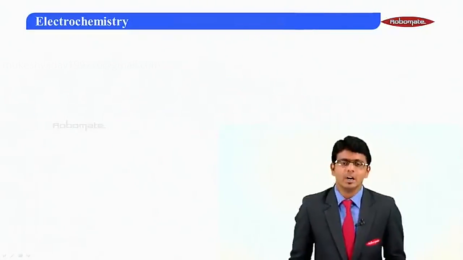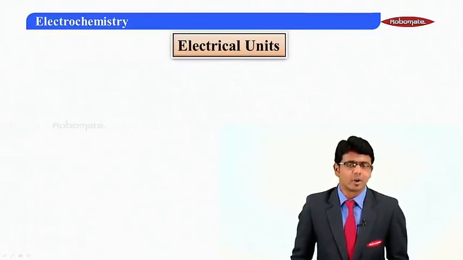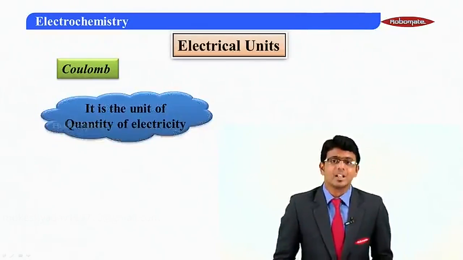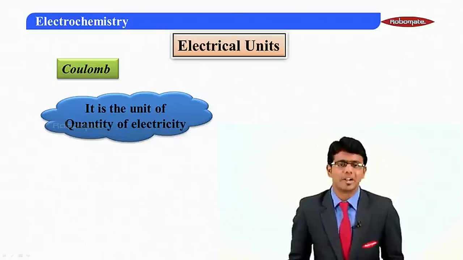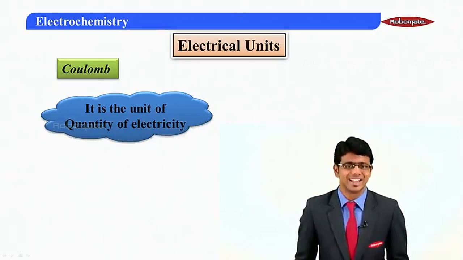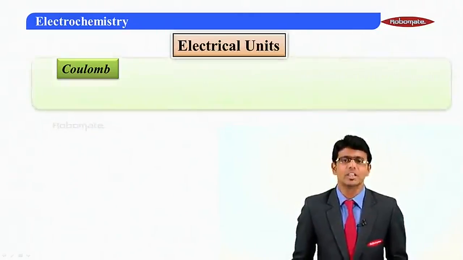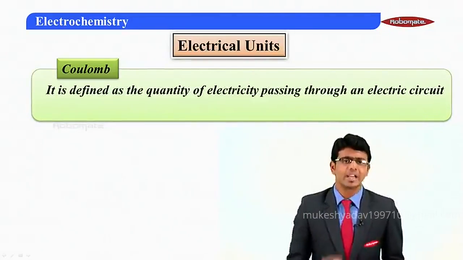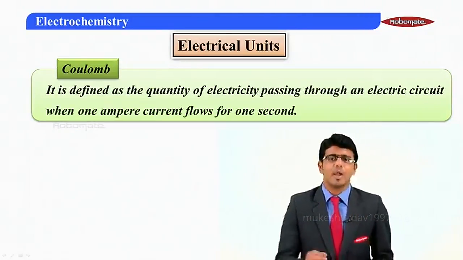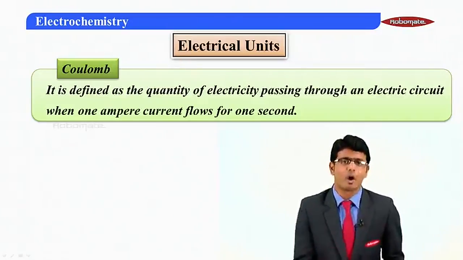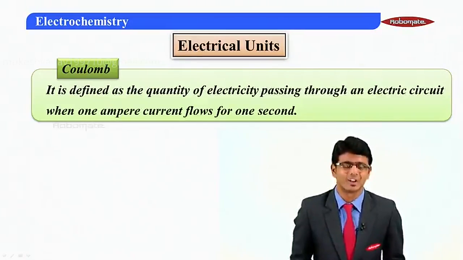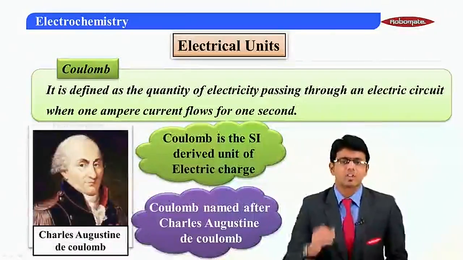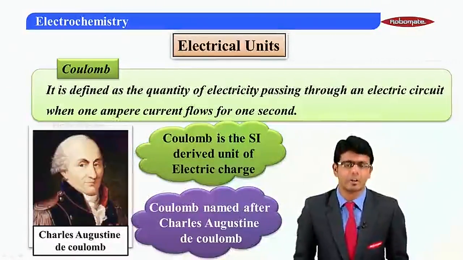So, the first electrical unit we are going to consider is the coulomb. It is the unit of quantity of electricity, and it is defined as the quantity of electricity passing through an electric circuit when 1 ampere current flows for 1 second. It was named after Charles Augustin de Coulomb.